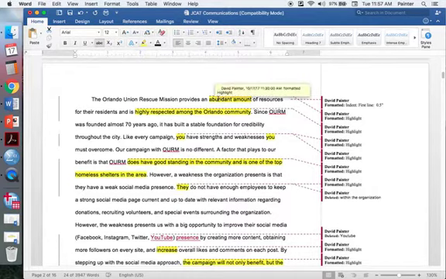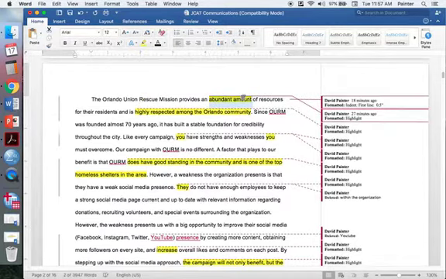An abundant amount of resources for their residents and is highly respected among the Orlando community. So what is an abundant amount? This is very vague and it's awkward wording. How do you know the organization is highly respected? You just claim it so it is so? Like a politician? Well, I said it, so it must be true. Almost 70 years ago, a stable foundation for credibility throughout the city. Well, what does that mean? Has it been stable? How do we know?